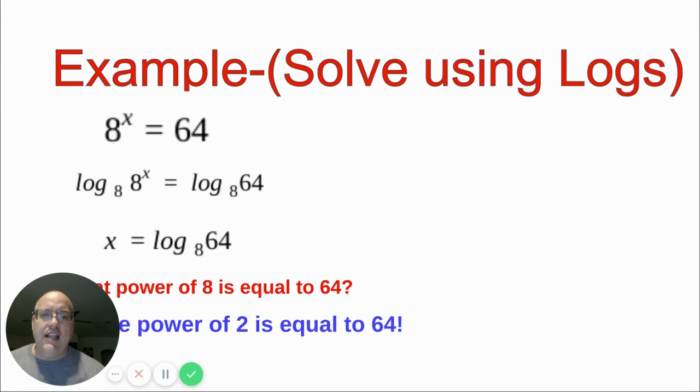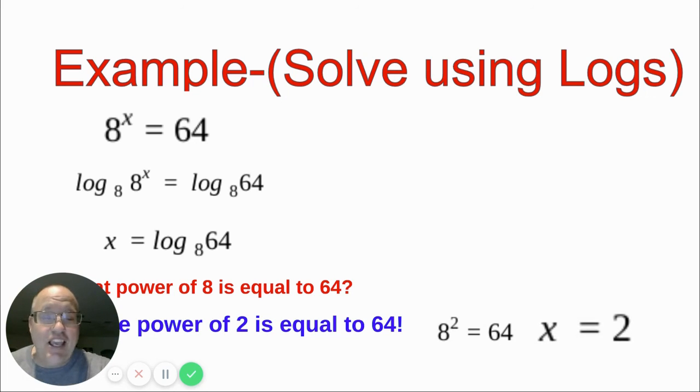Well, when I take a look at that, the power of 2 is equal to 64 if my base is 8, because 8 to the second power equals 64. And so my solution is x equals 2. Now, I'm going to leave a short, quick little example, and see if you can solve it.